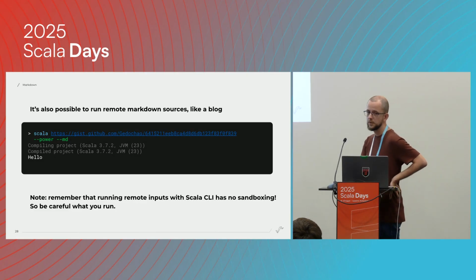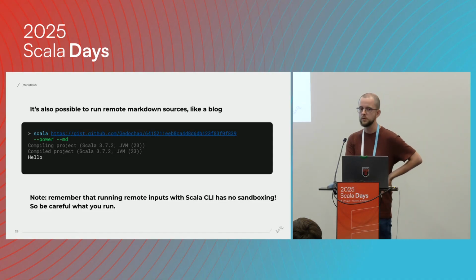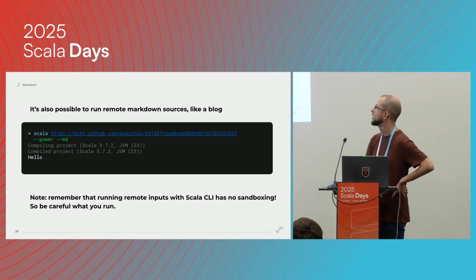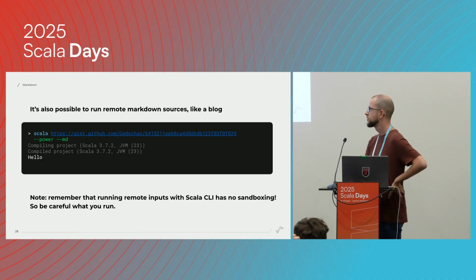And yeah, if you have a blog that is in Markdown, you can run it as a remote source with Scala CLI as you would for any other remote source. So this example shows how you can run Markdown inside of a gist. Just a side note that remote sources never had sandboxing and they still don't have it. So be careful what links you paste because we don't contain it.